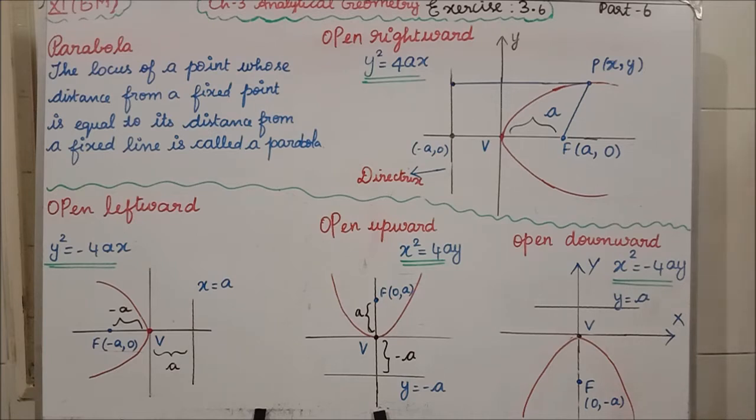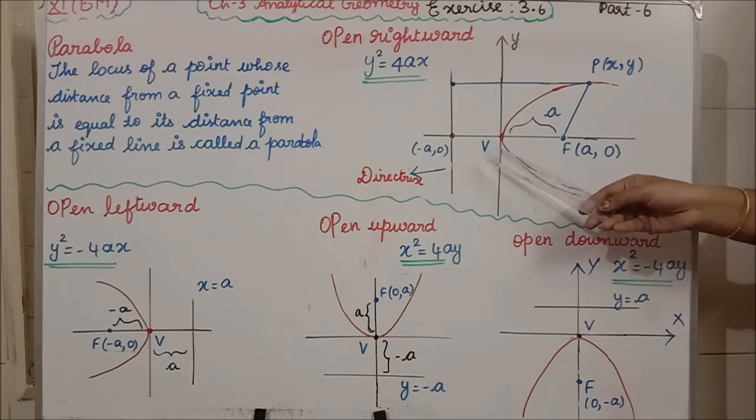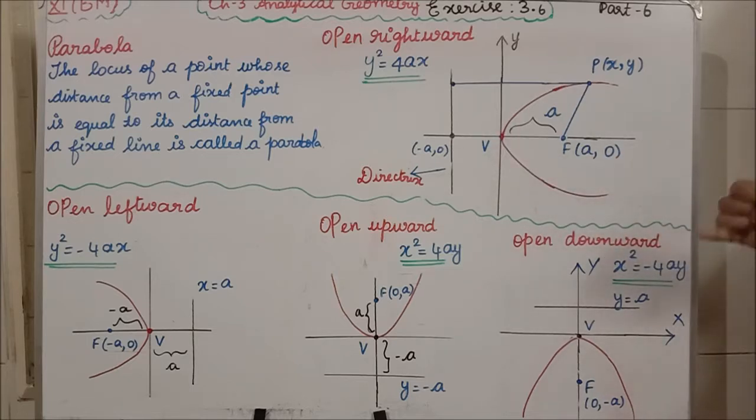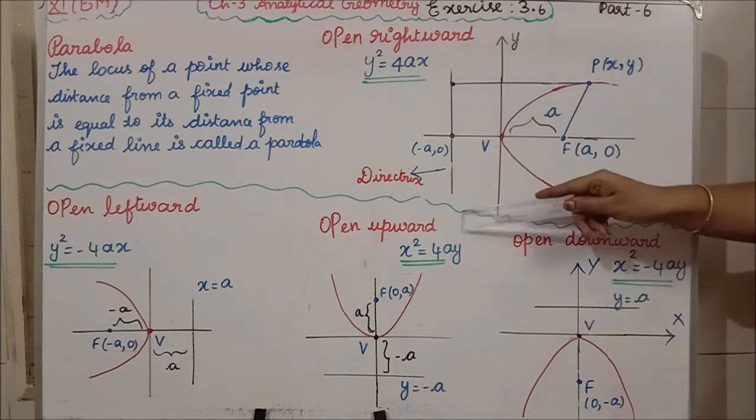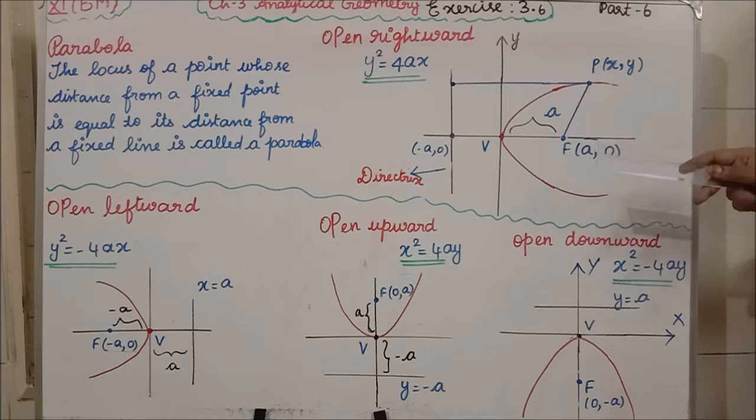Now I am going to first explain about the vertex V, which I have represented here. I am going to explain what is the vertex, what is the directrix, then what is the focus, then the focal distance, then the focal chord and latus rectum. Everything I am going to explain now. First we'll see one by one. What I told first, I am going to explain the vertex.